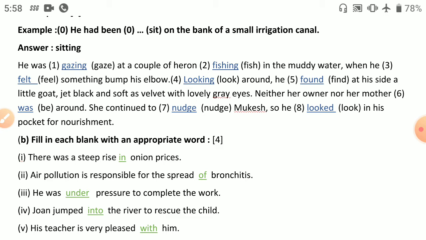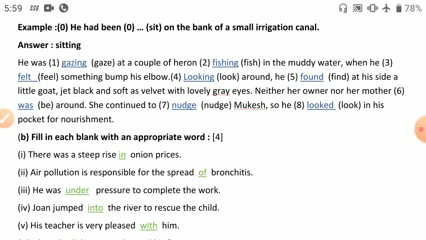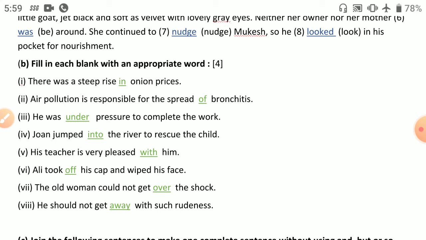Neither her owner nor her mother is a typical example of subject verb agreement they have given to us. So be very careful. They have given us the be verb. Neither her owner nor her mother: both the subjects are singular, but it is neither nor, so it is going to be was around. She continued to nudge Mukesh, so he looked in his pocket for nourishment. Rest of the things are easy, but in this subject verb agreement, neither her owner nor her mother, you have to be quite alert. Let's see the next question, which is basically based on prepositions and phrasal verbs.